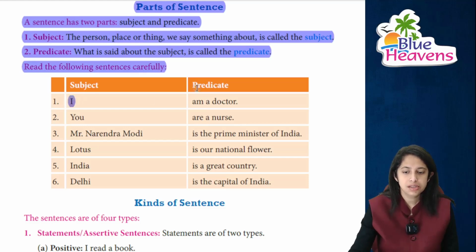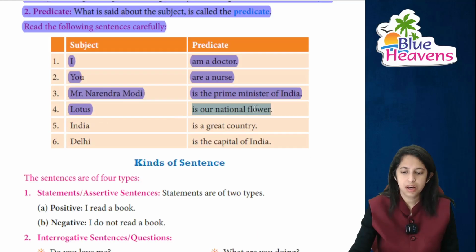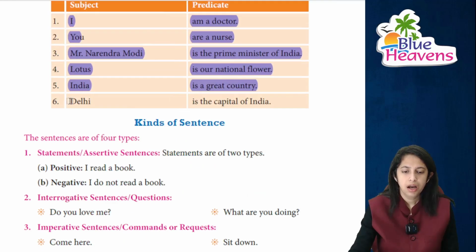Just read the following sentences carefully. I is a subject. I am a doctor. मैं कौन हूँ? मैं एक डॉक्टर हूँ. You are a nurse. आप एक नर्स हैं. Mr. Narendra Modi is the Prime Minister of India. Lotus is our national flower. India is a great country, right? And Delhi is the capital of India, right?